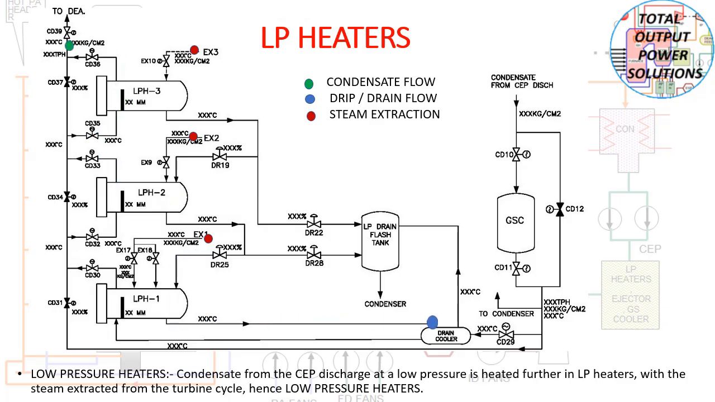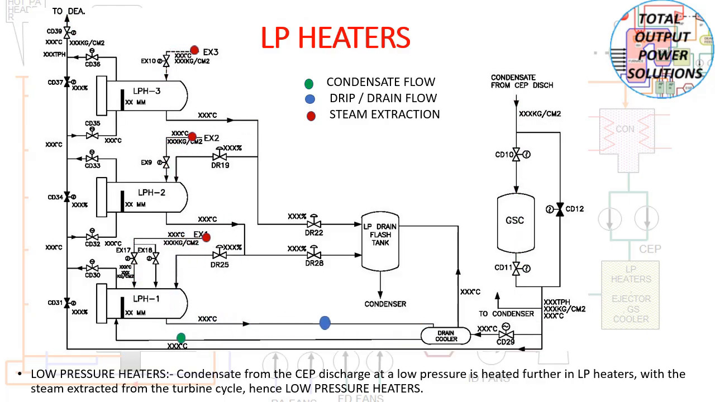The red pointers here are the extractions, extraction number 1, 2 and 3. Extraction number 1 goes to LP heater 1, number 2 goes to LP heater number 2, and number 3 goes to LP heater number 3. These are the low pressure heaters, where the condensate from the CEP discharge at a low pressure is heated further in LP heaters with the steam extracted from the turbine cycle, and hence they are called low pressure heaters.